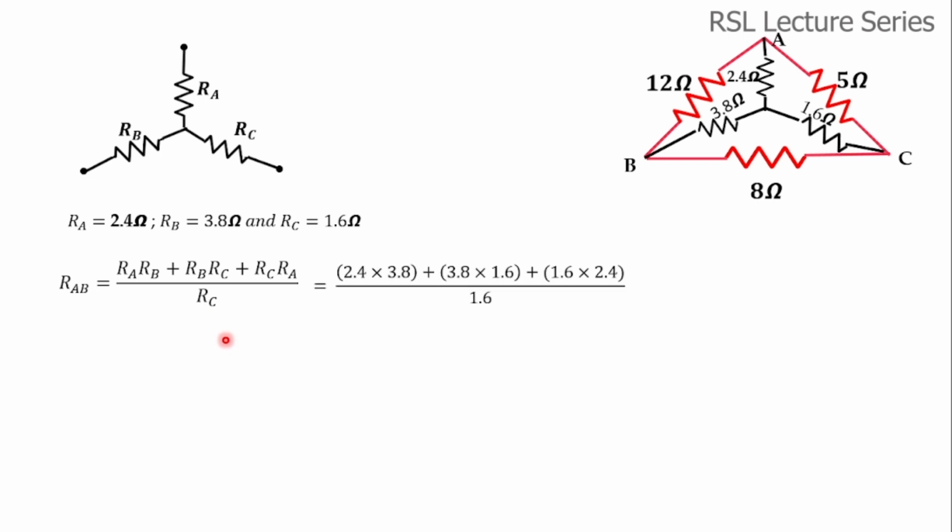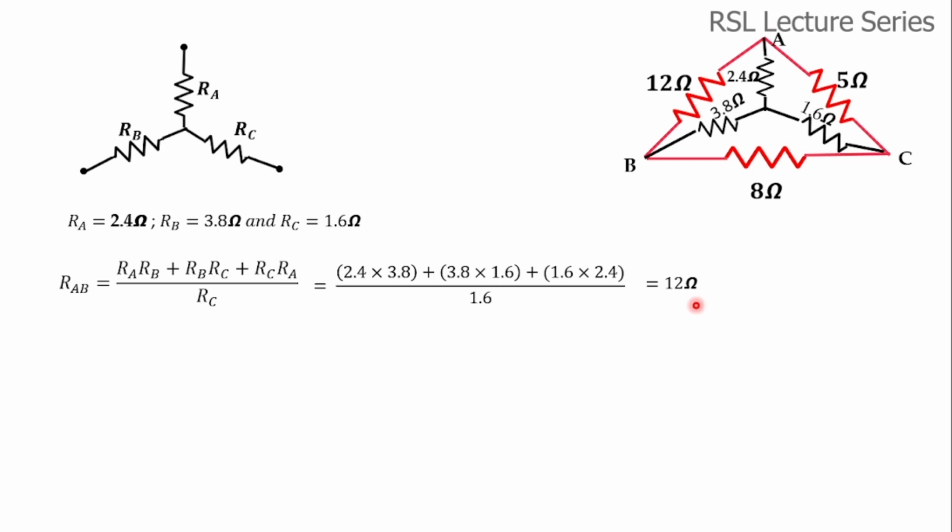Now we can substitute the values over here. RA is 2.4, RB 3.8, plus RB 3.8 multiplied by RC 1.6, plus RC 1.6 multiplied by RA 2.4, whole divided by RC. RC is nothing but 1.6. On simplification we will get 12 ohms.